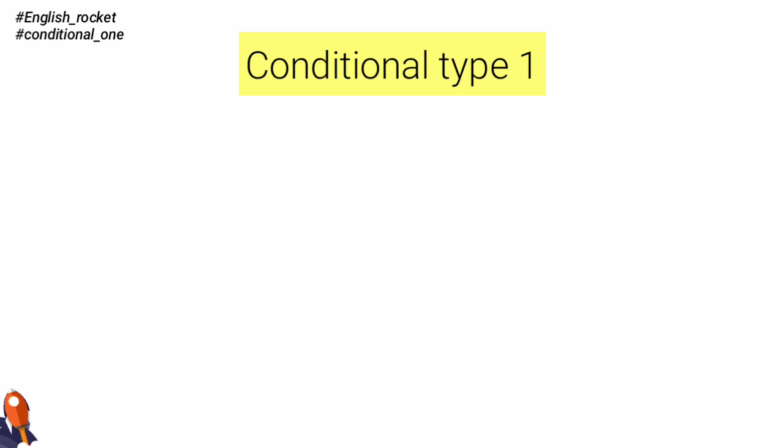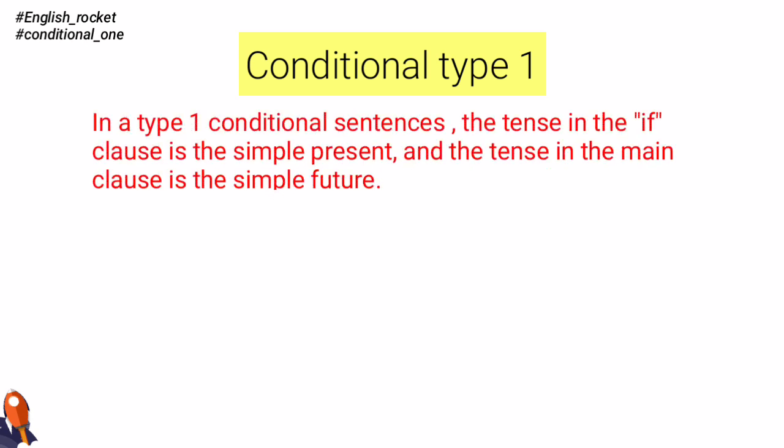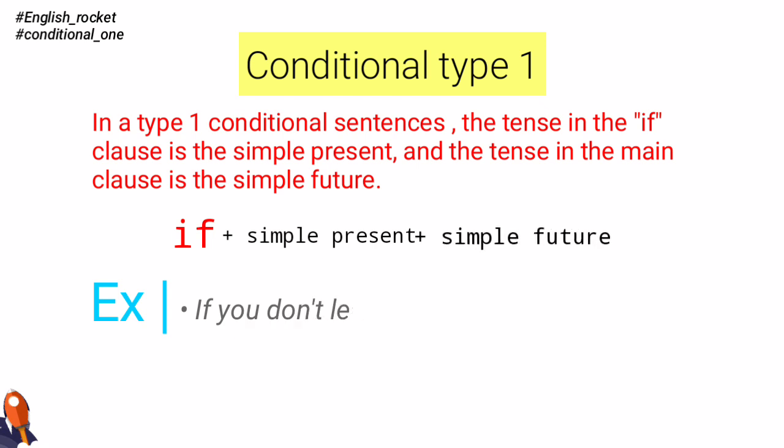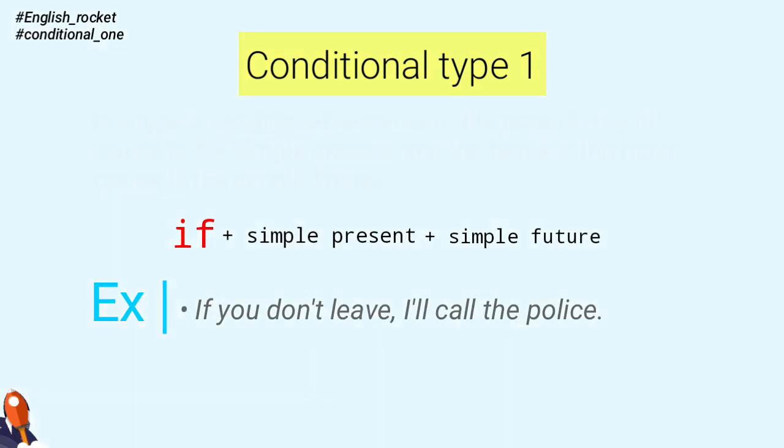The conditional type 1. In type 1 conditional sentences, the tense in the if clause is the simple present, and the tense in the main clause is the simple future, and it becomes if plus simple present plus simple future. For example, if you don't leave, I'll call the police.